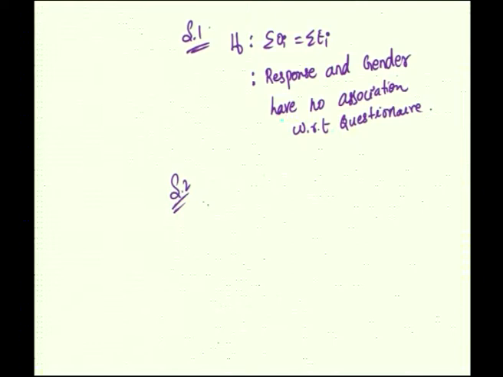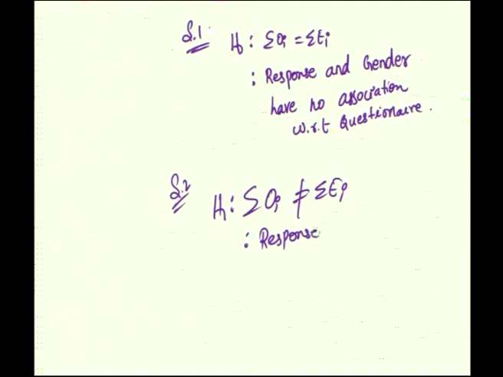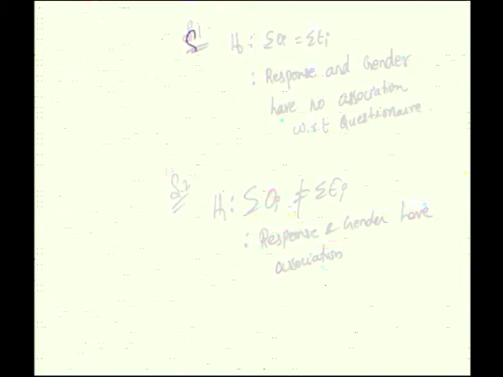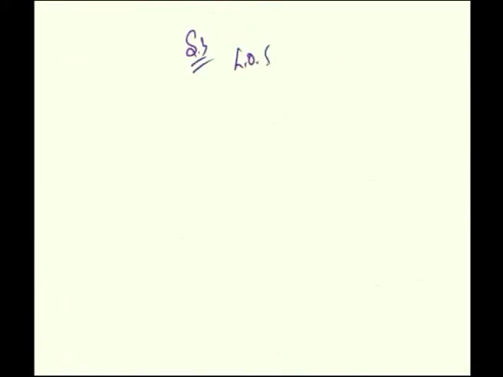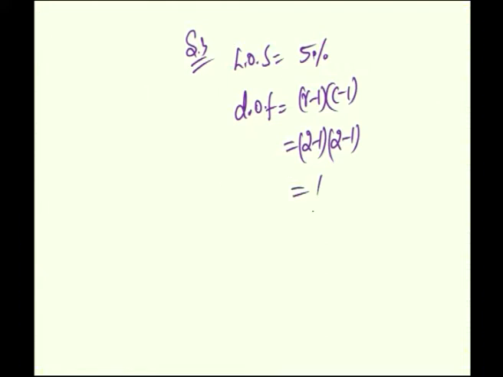Okay. And step 2 is H1: summation OI is not equal to summation EI. It means they are dependent. Response and gender have association. Okay. And step 3 is level of significance. If it is not mentioned, let us take a level of significance as 5% and degrees of freedom is R minus 1 into C minus 1. Here number of rows is 2. So, 2 minus 1 into 2 minus 1 is equal to 1.